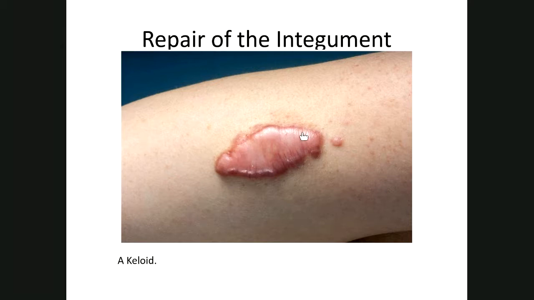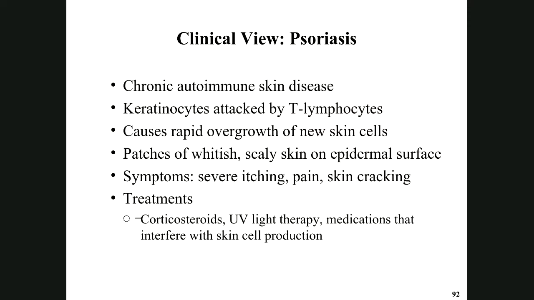We have one problem in our skin which we call psoriasis. This is a chronic autoimmune skin disease. The keratinocytes are attacked by T lymphocytes. The immune system fights its own cells, and this can cause a rapid overgrowth of new skin cells. We have patches of whitish, scaly skin on the epidermal surface.